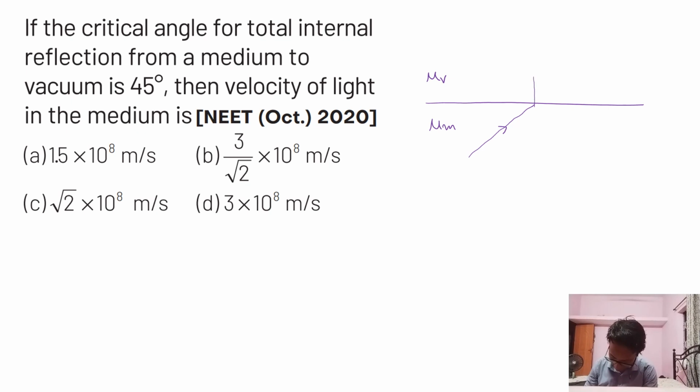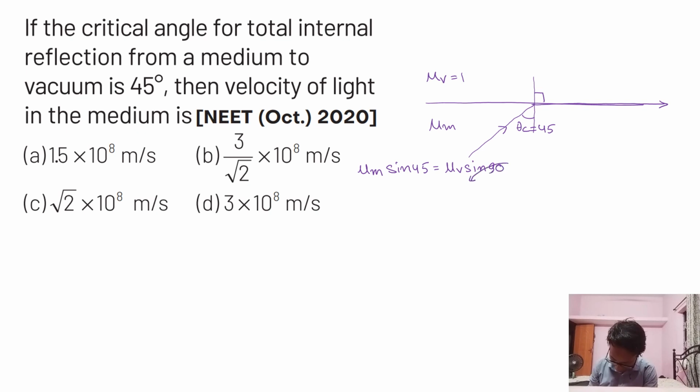What do I know the refractive index of vacuum to be? Refractive index of vacuum is 1, and the ray of light is making total internal reflection. That means the ray of light is making total internal reflection at 90 degrees with the vacuum surface, and the angle of incidence is nothing but the critical angle, and this critical angle is 45 degrees. So can I say mu of medium into sine of 45 is equal to mu of vacuum, which is equal to 1 into sine of 90.